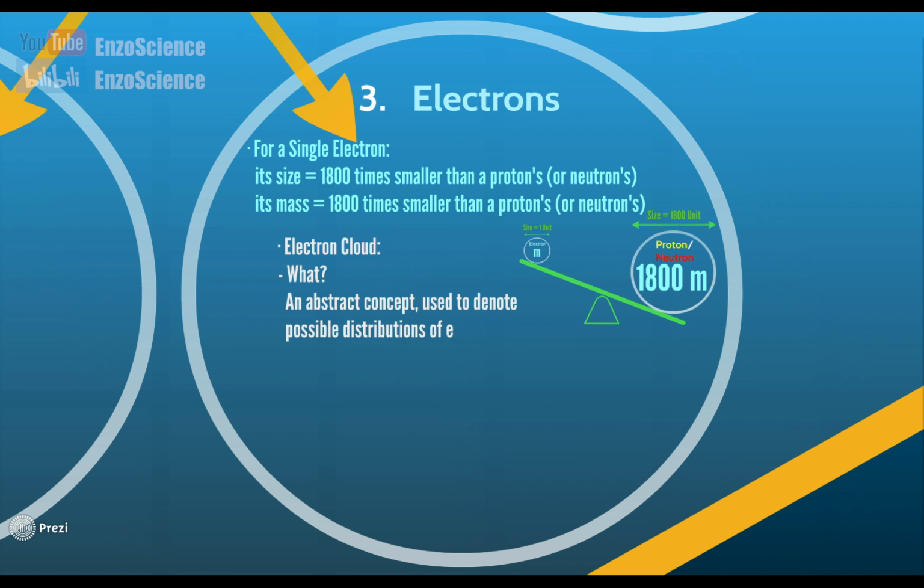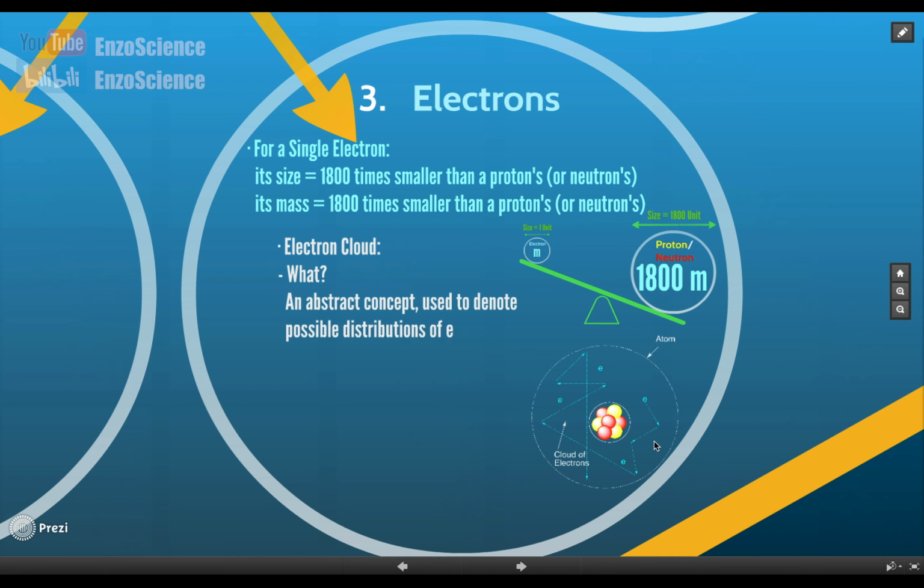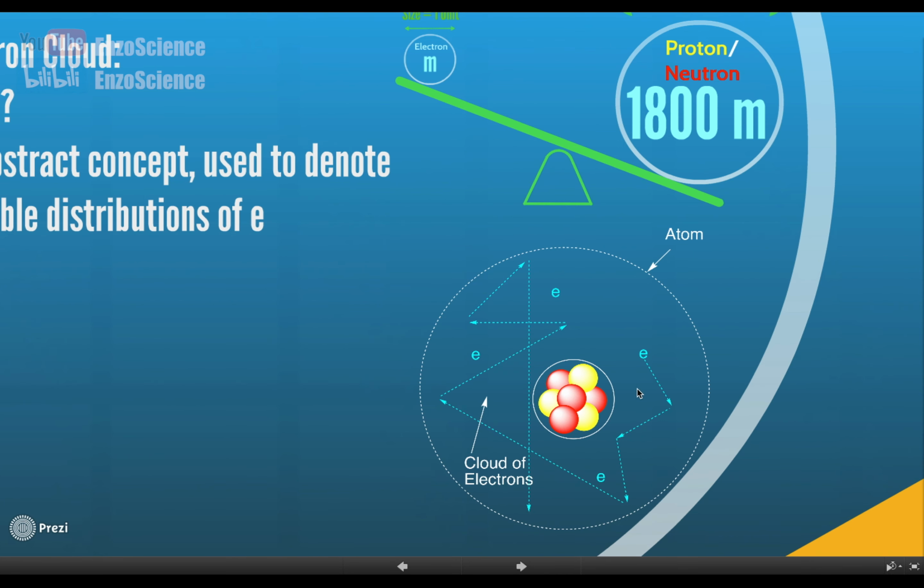Now it's time to review what electron cloud is. In fact, it is an abstract concept used by scientists to denote possible distribution of electrons. As this picture shows, in this atom there are only 4 electrons. You can count them one by one, and finally you will get to know that there are only 4 electrons here. And actually they run pretty fast towards random directions, while still surrounding the nucleus.